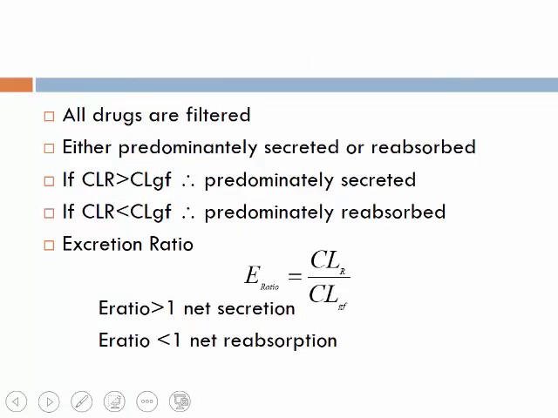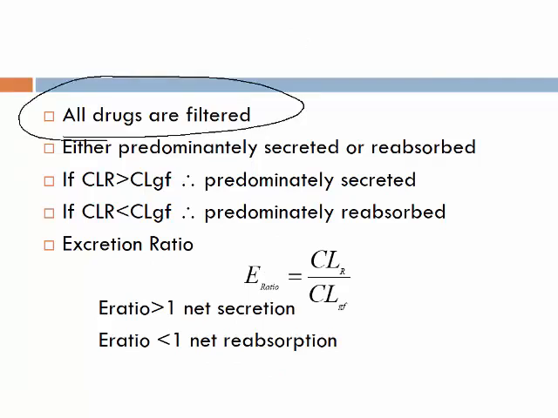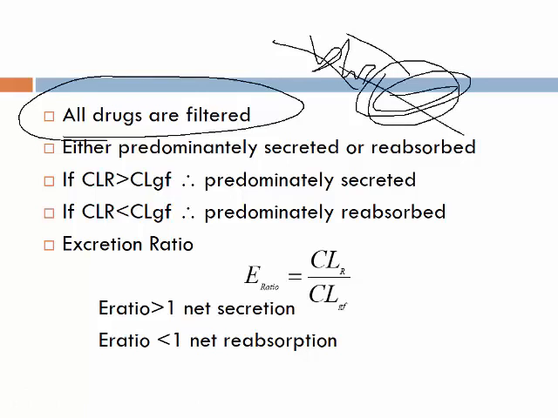So in summary, we'll learn about this more, but all drugs are filtered. Drugs don't get a choice when they're coming in through the blood. They don't get a choice whether they go through that filter or not. All drugs will go through that filter. So all drugs will be filtered. Now, only some drugs will be secreted and some drugs will be reabsorbed. Not all drugs will be secreted and not all drugs will be reabsorbed.